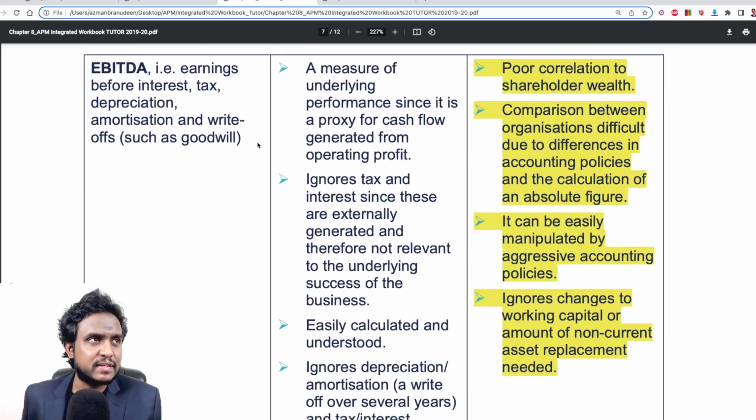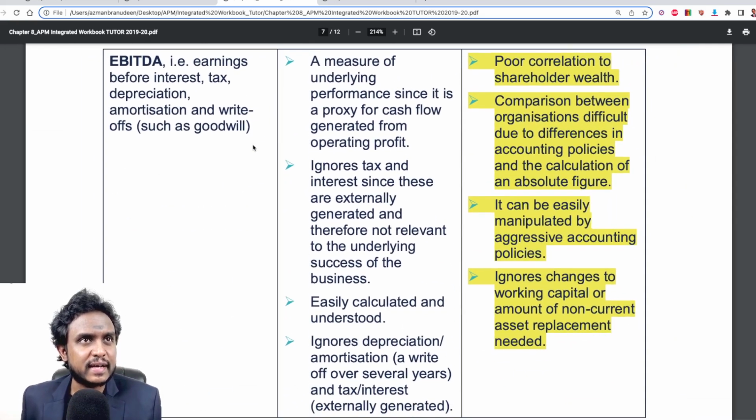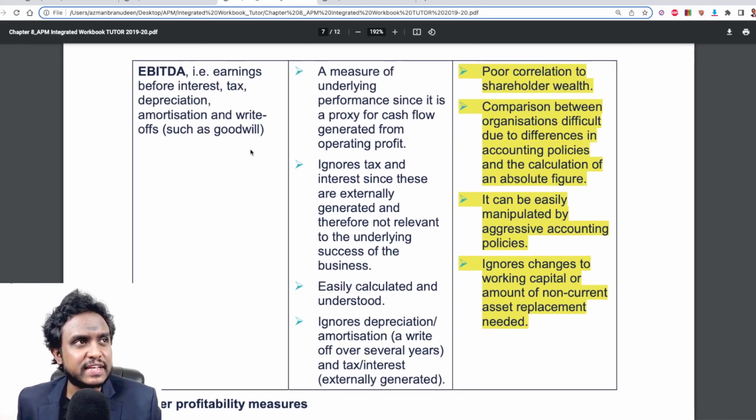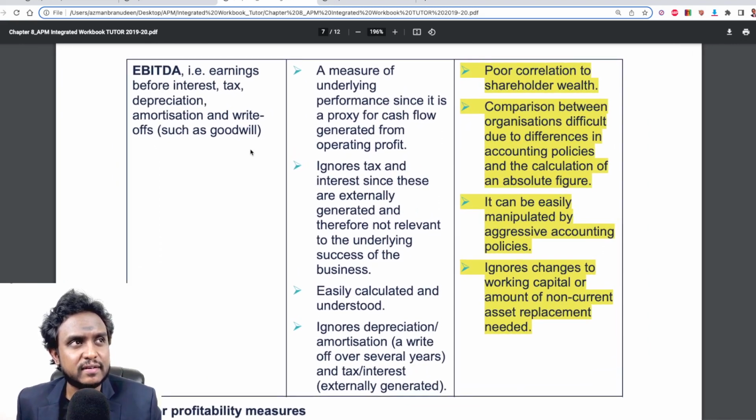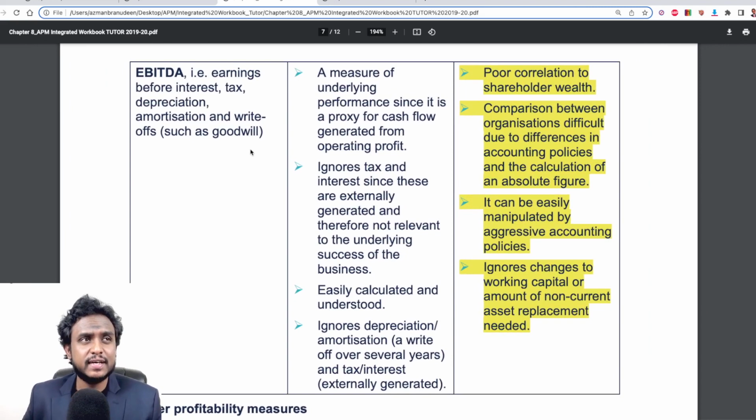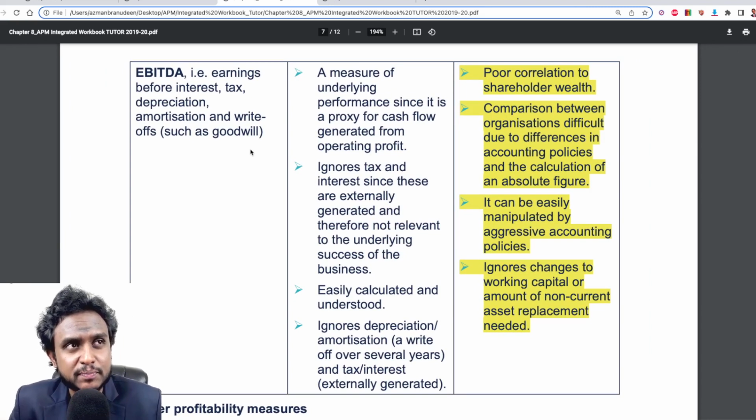That brings me to EBITDA, earnings before interest, tax, depreciation, amortization, and write-offs like goodwill. It's a measure of underlying performance, since it is a proxy for cash flow generated from operating profit. So it's a very close figure to the actual cash flow. And end of the day, that's really a good read.